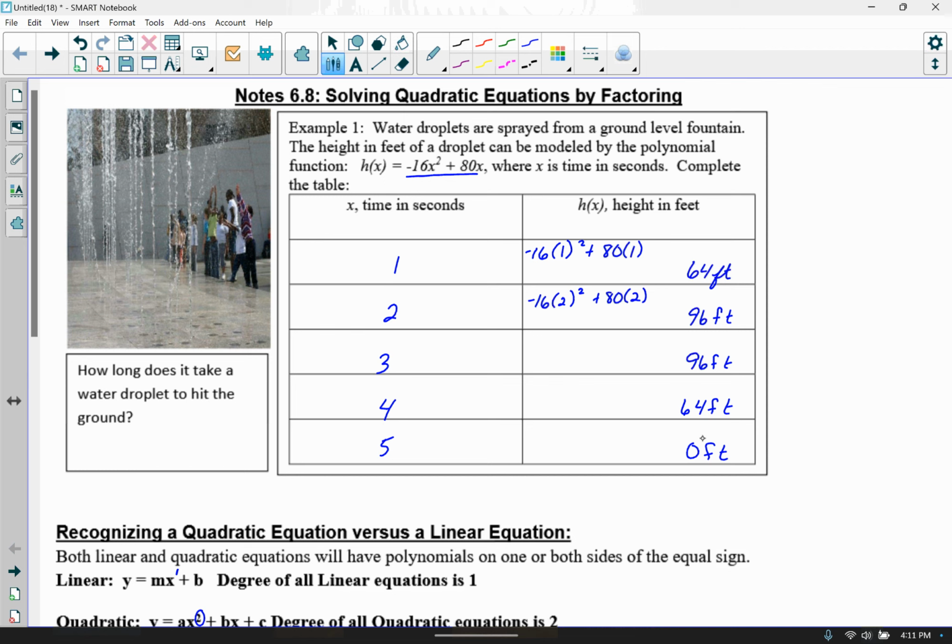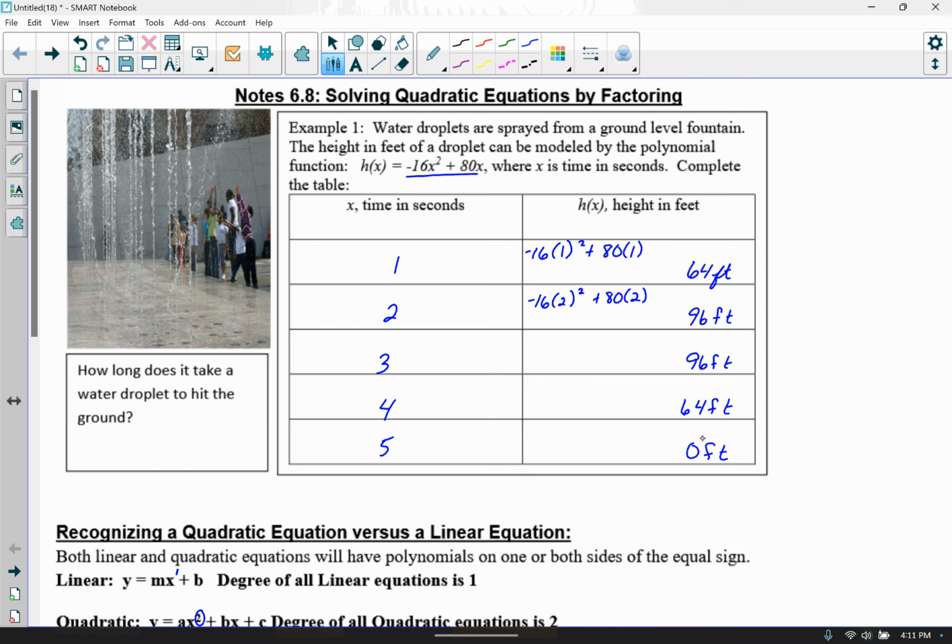So along the x-axis, we're measuring time in seconds. And we looked at the first 5 seconds. So 1, 2, 3, 4, 5 seconds. And then on the y-axis, we're measuring height in feet. I'm just going to count by 20s here. So 20, 40, 60, 80, 100. Okay, that gives us a rough sketch here. So now let me plot some points.